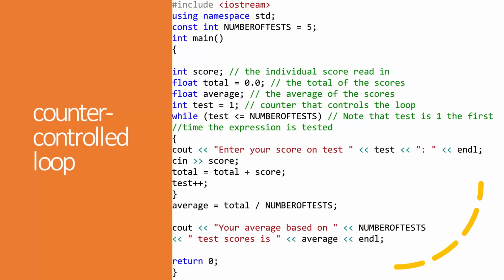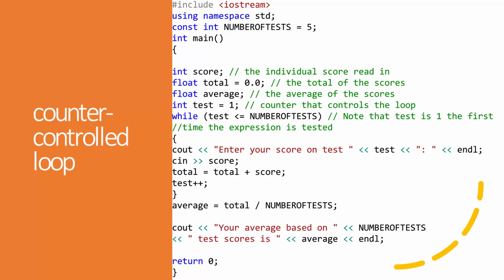Counters can be used in while loops to keep track of the number of times a certain event occurs or the number of times a function is called. Here's an example. This C++ code prompts the user to enter their scores for multiple tests, calculates the total score and the average score, and then outputs the average score to the console.